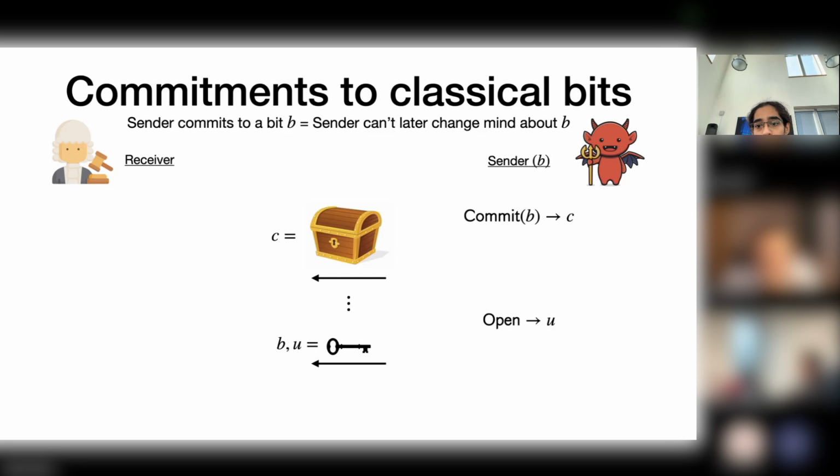And the sender does some opening procedure to get an opening key U. And then the receiver opens the box to get the bit B, right? And at this point, when you claimed your bit was B, when I open the box, I can check that you were not lying. This process is called verification. And in a lot of commitment schemes, it's useful to have a first message where the receiver sends a commitment key. It's kind of like a setup.